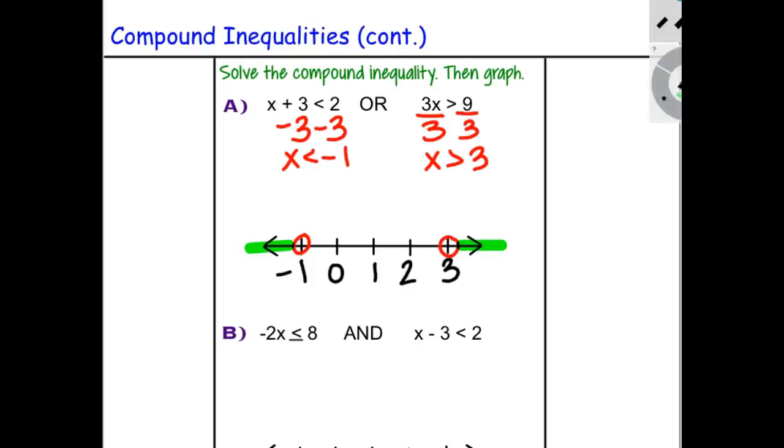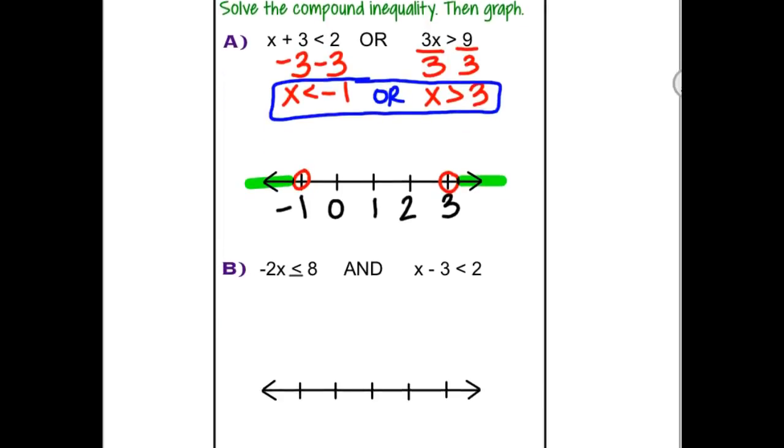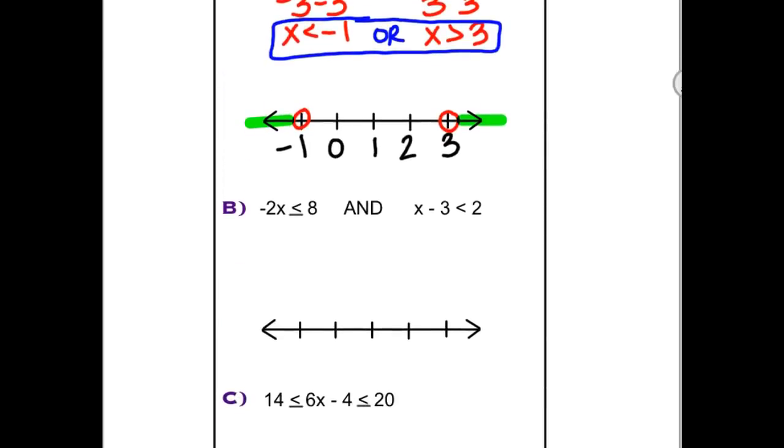One thing you cannot forget in your solution, though, is the word or. I will dock points if you just give me the inequalities and don't include that it's a disjunction. Now we look at one that is an and. We still solve it the same way. Here we're going to divide by -2. And when I do that, I'm dividing by a negative, so I flip the sign and I get x is greater than or equal to -4. And we add 3, and we get x is less than 5.